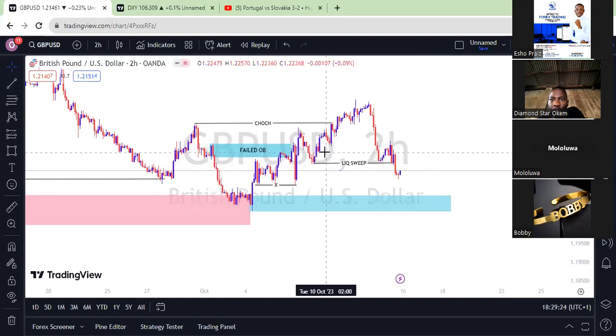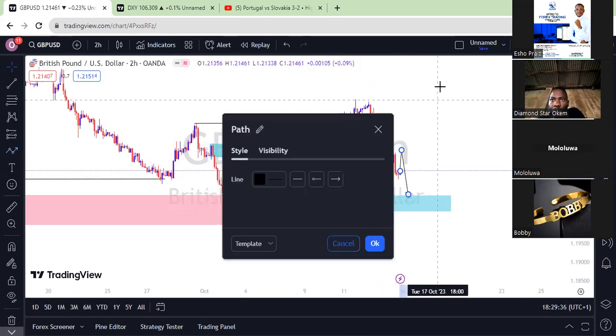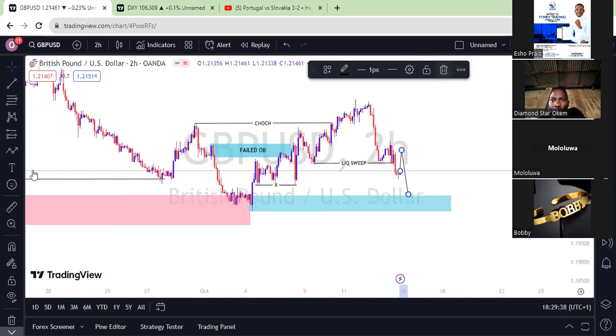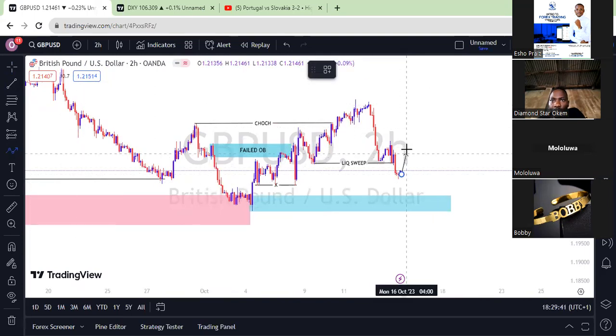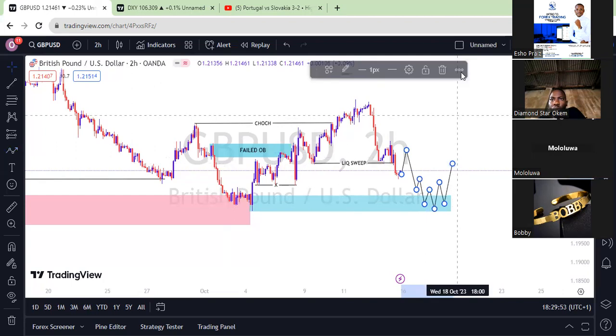So in this case, what are we anticipating on this market? We're expecting the market to push up to mitigate something here, then drop to the downside. This is what we're anticipating tomorrow. Then wait for change of character, then we buy up. Understand?